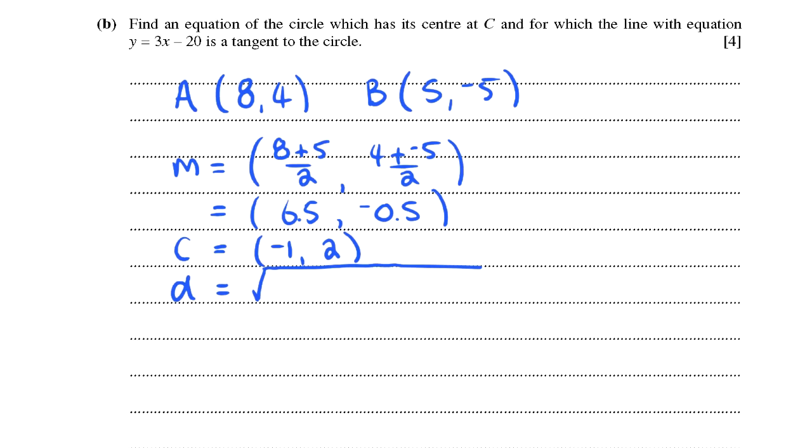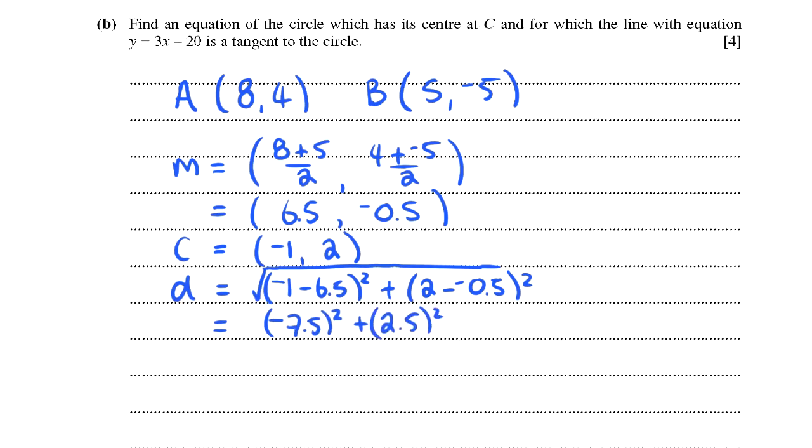(x1 minus x2) squared plus (y1 minus y2) squared. Let's do -1 minus 6.5 squared plus 2 plus 1 squared. All right, let's make that a little nicer to look at. -1 minus 6.5, it's going to become positive of course, and 2 plus 1 is just going to be 2.5 squared, and of course we still need to do the square root of that.